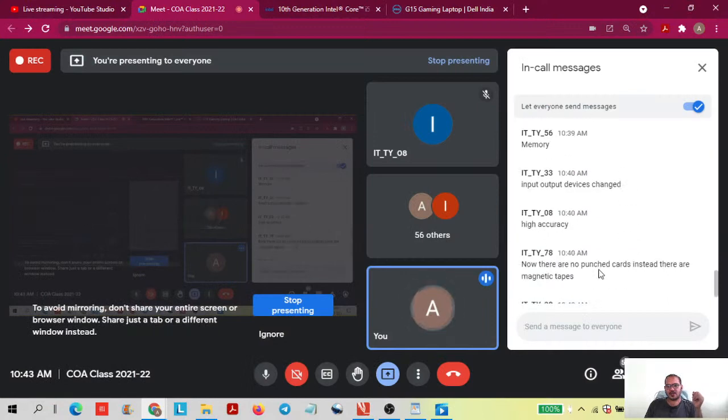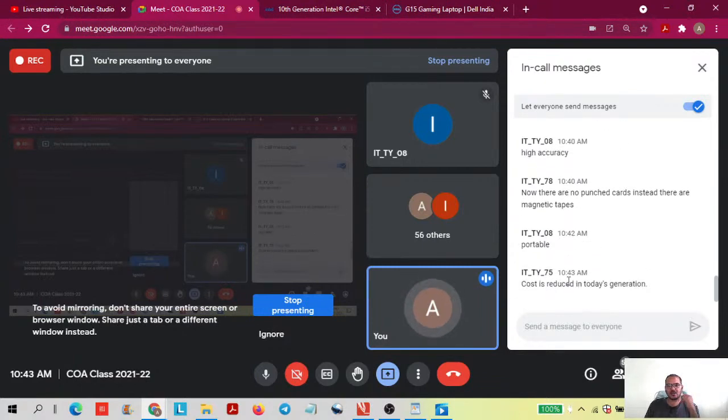Battery life, high accuracy. Input output devices are changed. The size of the input output devices has also changed from the first generation computer till date. High accuracy: now there are no punched cards, instead there are magnetic tapes. Portable. Cost is reduced in today's generation, compared to the first generation computer. Good.